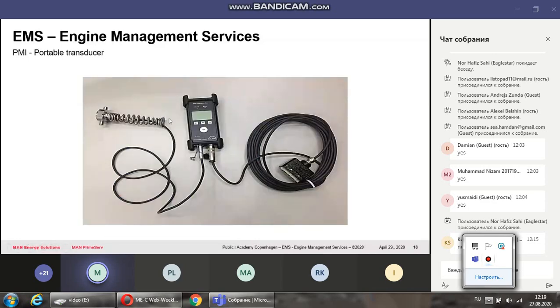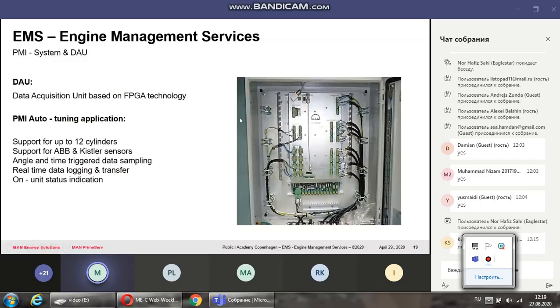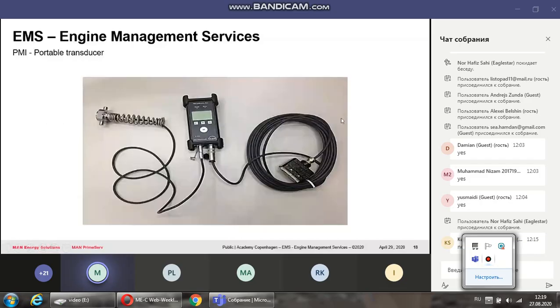Before we go to the actual one, this is the portable transducer. Let us say you got a different value from your PMI. Let's say number one cylinder is giving you a PMAX of 130, and number two is giving you only 100. You would like to know whether it is an issue with the sensor or an issue with your pressure, your injector. So how do you verify?